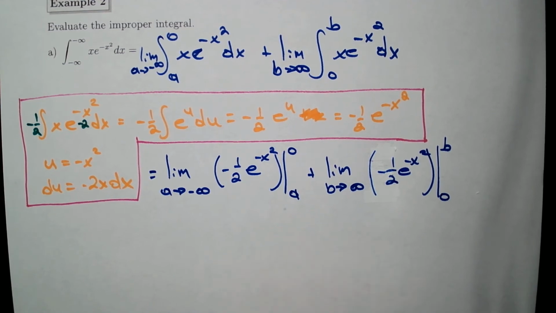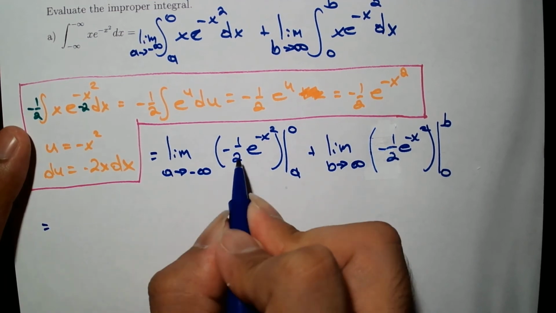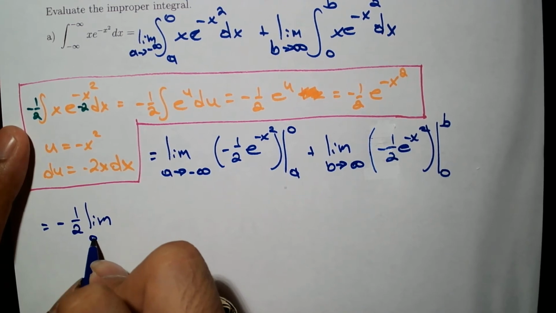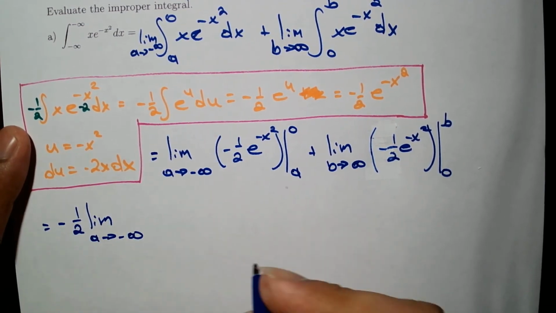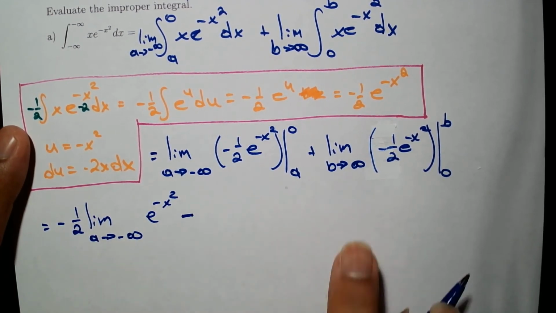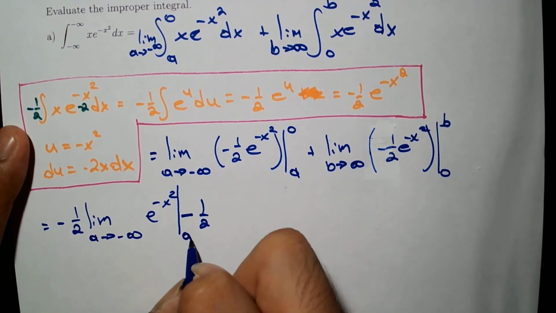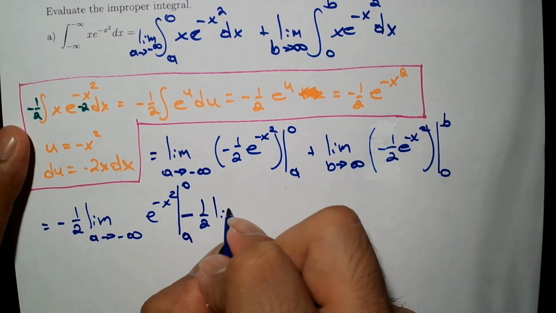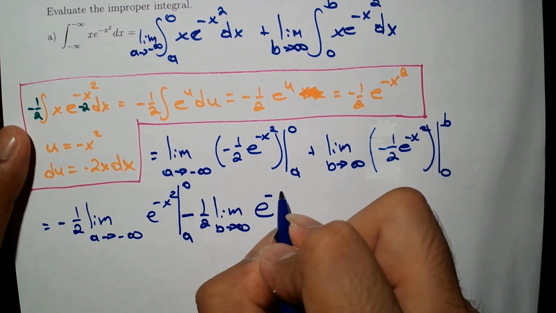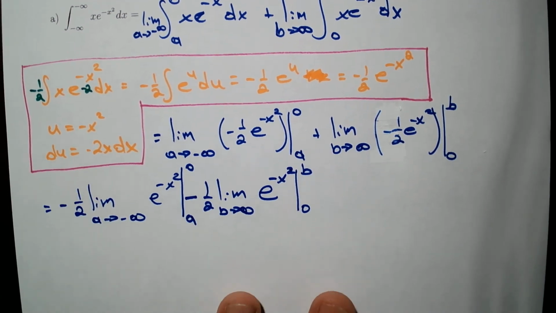Okay, so I'm going to write this again. I'm going to take out the coefficients: negative 1/2 times the limit a approaches negative infinity of e to the negative x squared evaluated from a to 0, minus 1/2 times the limit b approaches infinity of e to the negative x squared from 0 to b. Let's evaluate each of them.